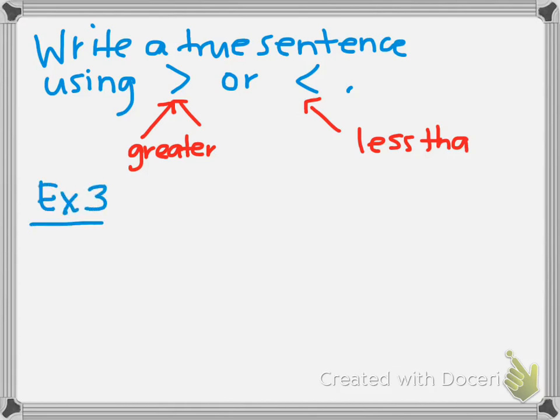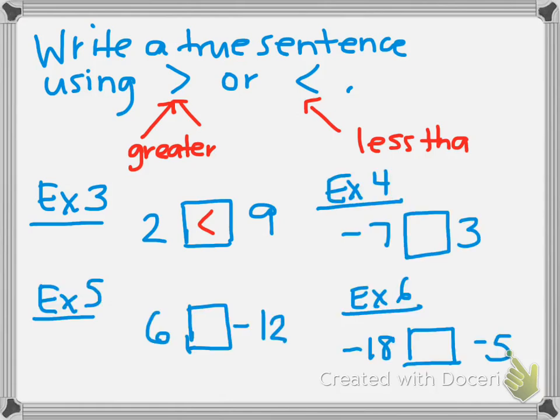Example 3. 2 and 9. So 2 is less than 9, or 9 is greater than 2. Okay, example 4, -7 and 3. -7 is less than 3. On example 5, 6 is greater than -12. It's to the right of it on the number line. On example 6, -5 is bigger than -18 because it's to the right, or -18 is less than -5.